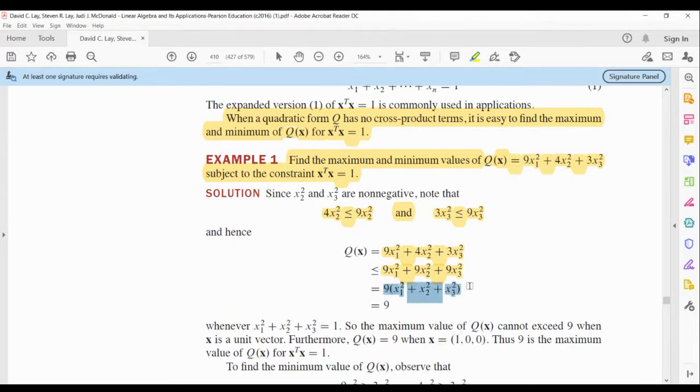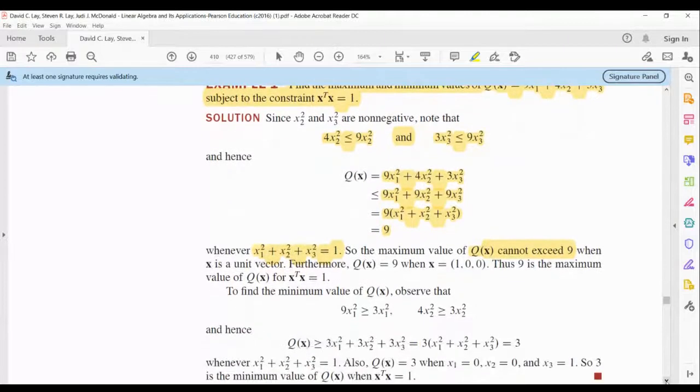Because you can factor out the 9, and then the highest value the quadratic form would be 9, because you're requiring that the constraint be held. And the constraint is that x transpose times x equals 1. Well, that's another way of saying x1 squared plus x2 squared plus x3 squared equals 1. Okay, so the maximum value of the quadratic form cannot exceed 9, okay, when x is a unit vector. Therefore, 9 is the maximum value of the quadratic form, given the constraint.